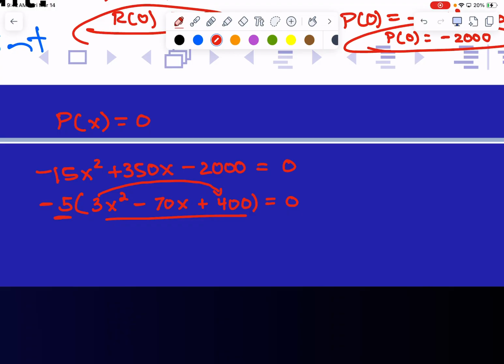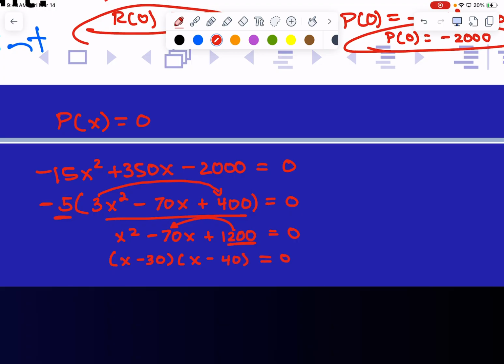Remember what you do? You slide the what? 3. So you get an x squared, minus 70x plus 1,200. Then what you do is you find the factors of 1,200 that'll add up to give you 70. It's pretty easy. Just get rid of the zeros. What are the factors of 12 that'll add up to give you 7? 3 and 4. So it's not going to be 3 and 4. It's going to be 30 and 40. So it's going to be x minus 30 and then x minus 40.